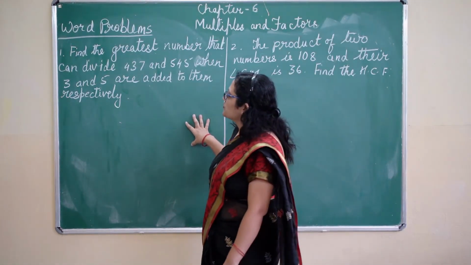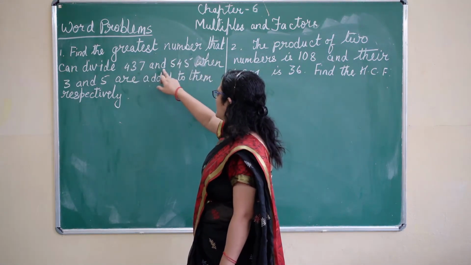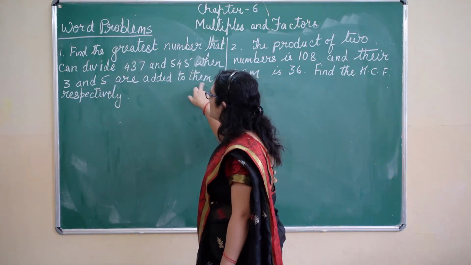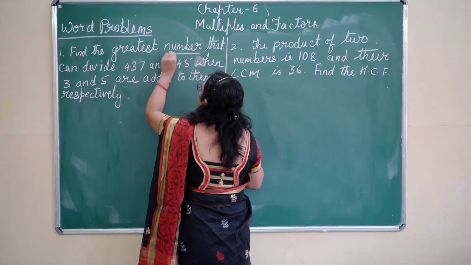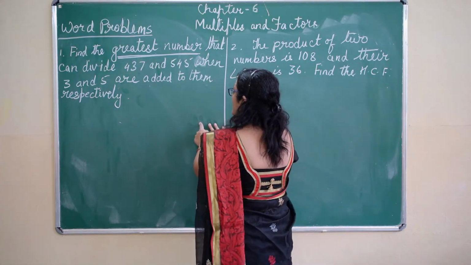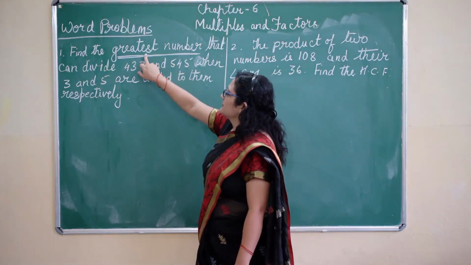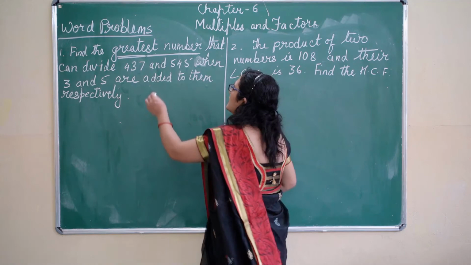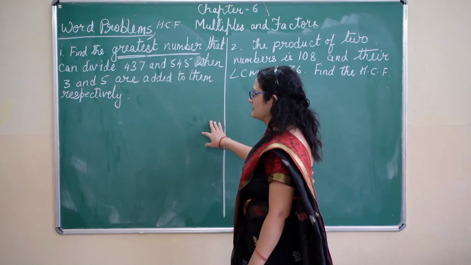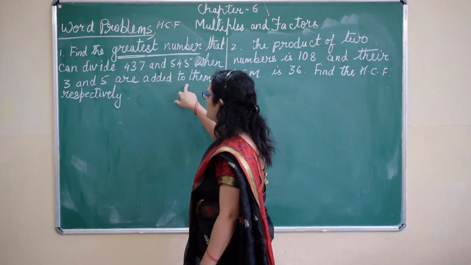Okay students, we will start with the word problems. First word problem: find the greatest number that can divide 437 and 545 when 3 and 5 are added to them respectively. Greatest number. We have learned HCF and LCM. HCF is highest common factor and LCM is lowest common multiple. So when greatest is written, we have to find the HCF. So we'll find the HCF.